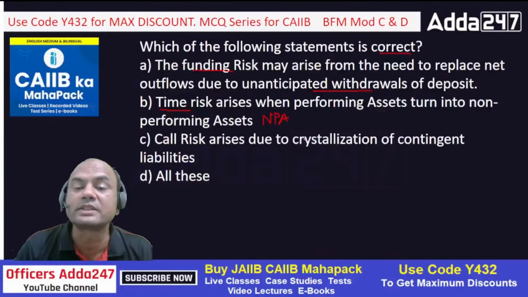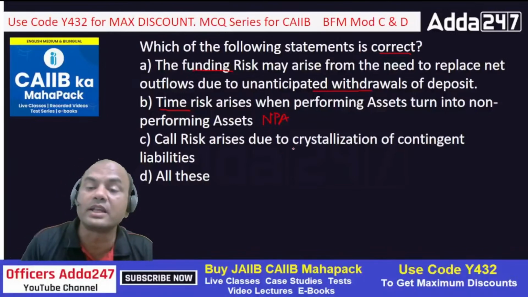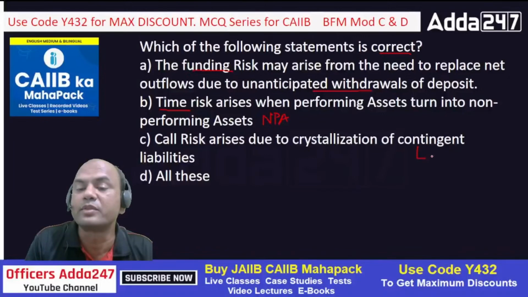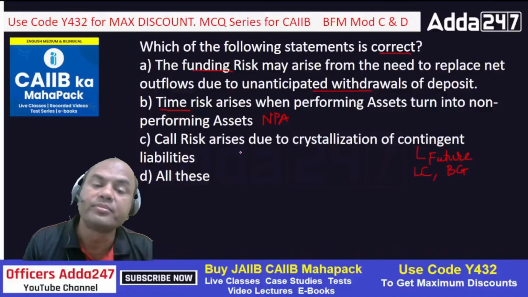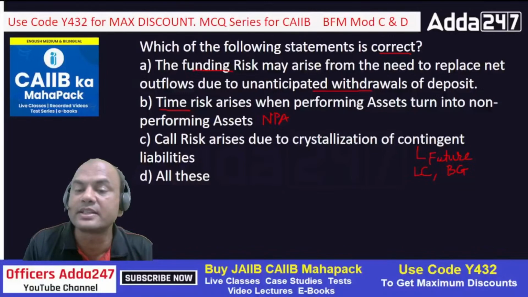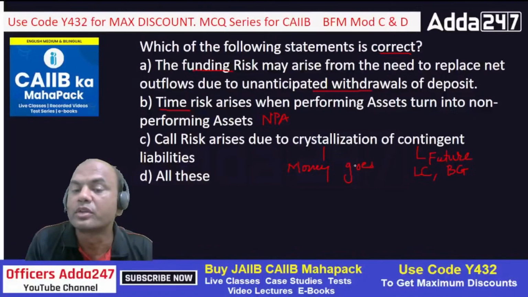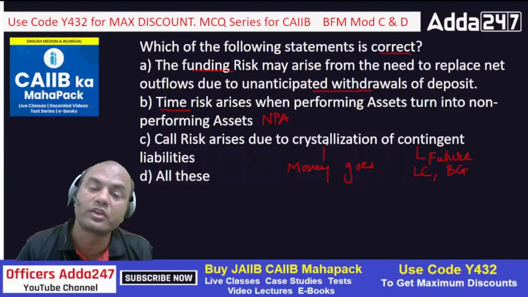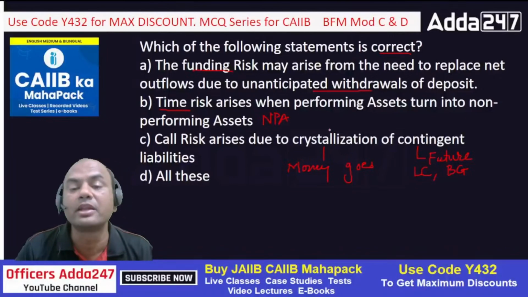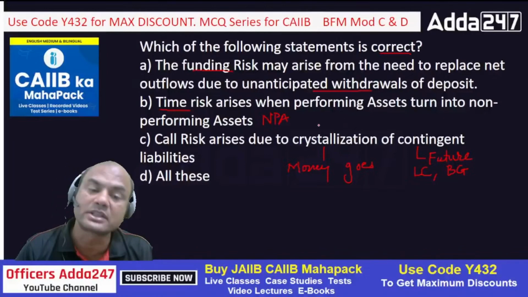Call risk arises due to crystallization of contingent liabilities. So contingent means what? Future liabilities which are not presently taking away my cash, like LC, bank guarantee, BG. These are all contingent liabilities. Call risk arises due to crystallization. Crystallization means the actual money is going out. Money goes out, that is called crystallization. The company to whom I have given the bank guarantee will come to me and say, this is your guarantee, now give me my money. In that case, my money will actually flow out of my bank. That is known as crystallization.